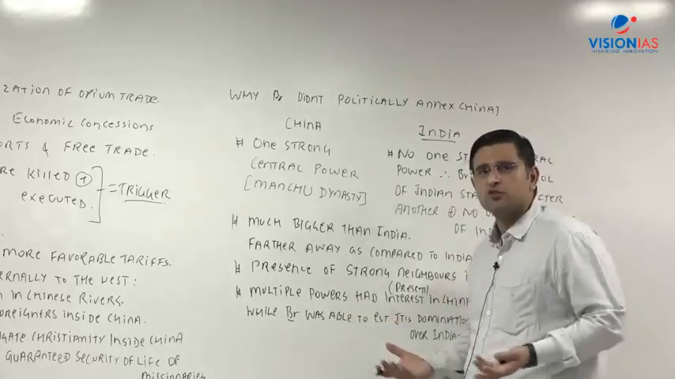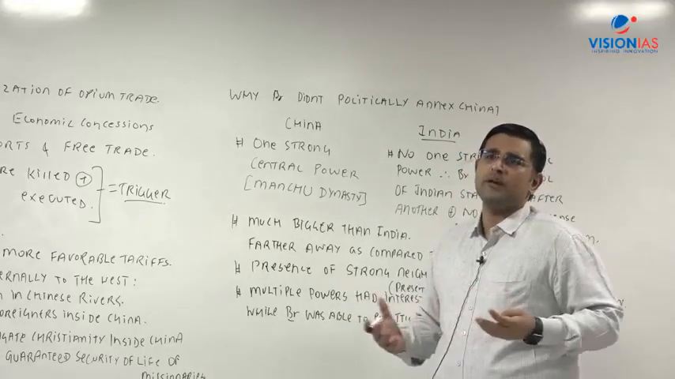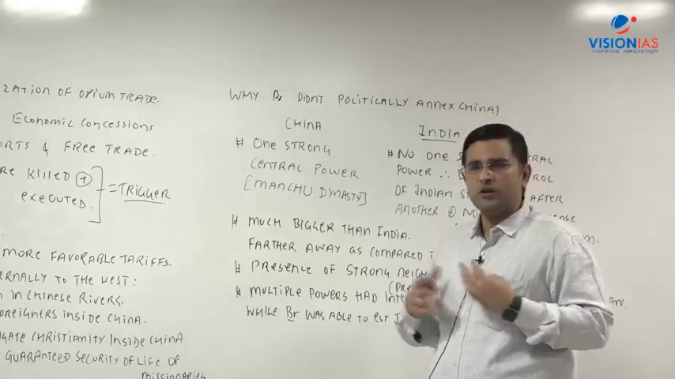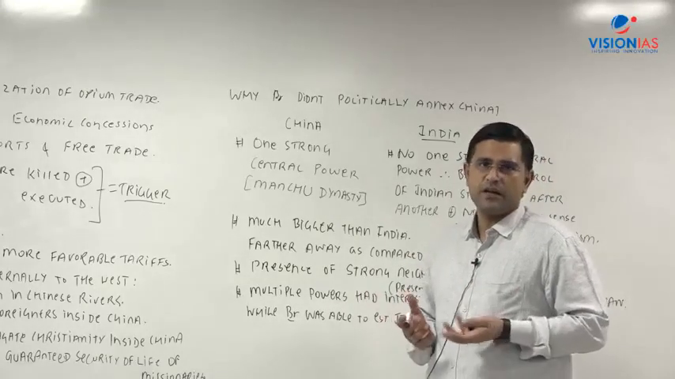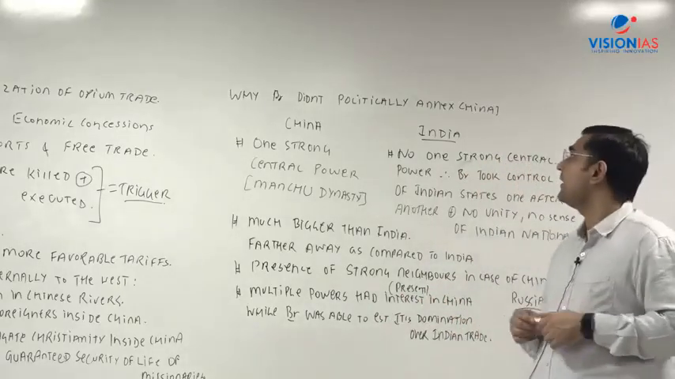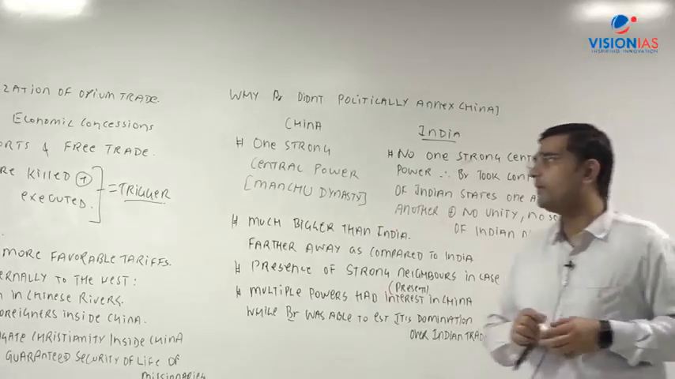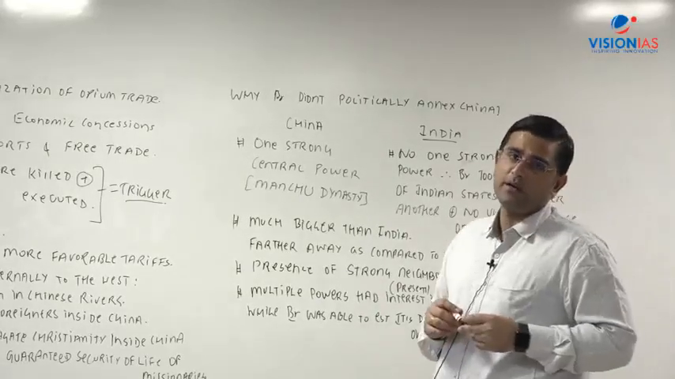And plus China was too big to capture, and there is no reason to. China is so big, China is so rich that all these players can benefit from China. So there is no issue. So this is how you can write down why the Britishers did not, or could not, politically annex China, whereas they could politically annex India, right?